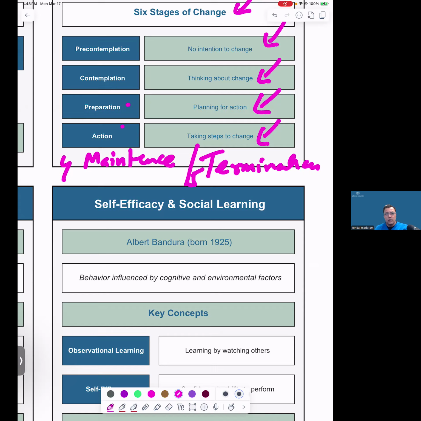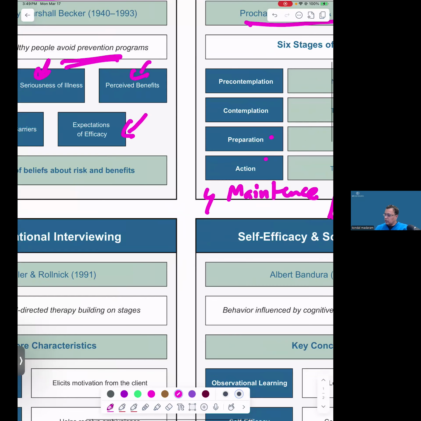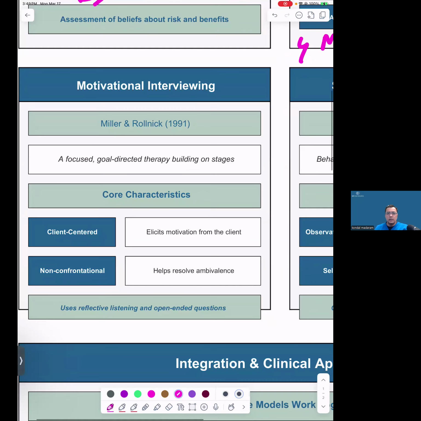Now let's think about this in a smoker, a patient who does not want to quit. They think that smoking is bad and quitting sounds hard. Then preparation is buying nicotine patches and setting a quit date. Action is starting to reduce the cigarette intake. Then maintenance is remaining smoke free for 6 months. Now there is no temptation for relapse. And that's that.